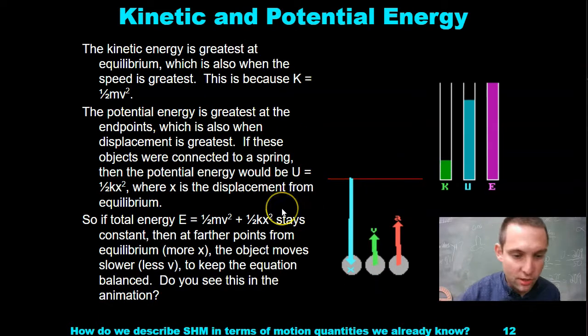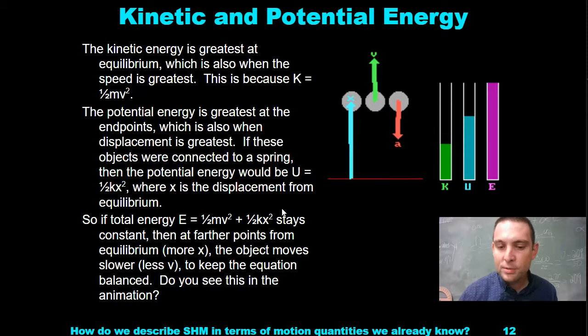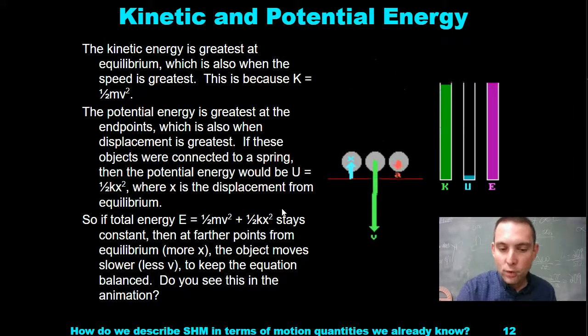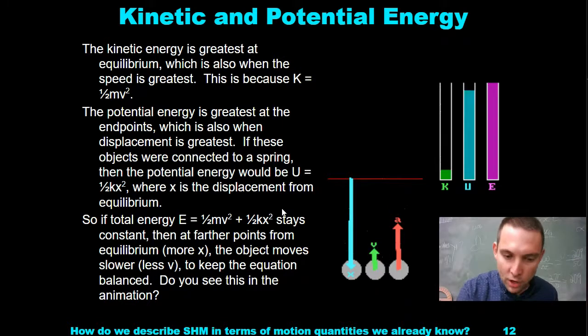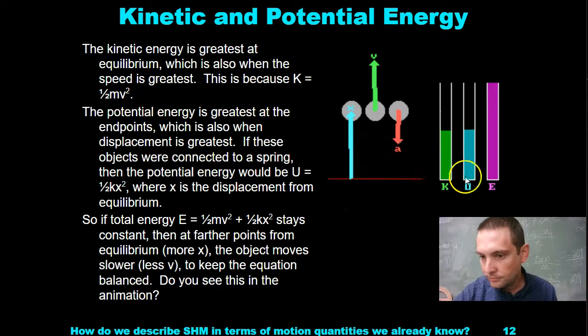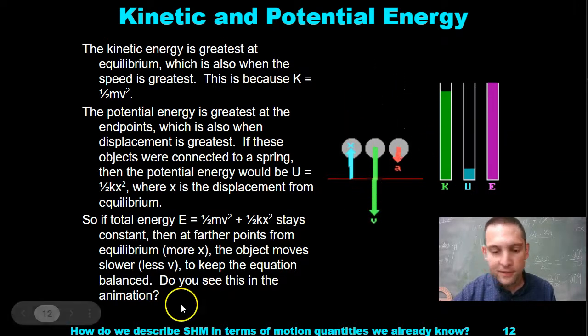If it were truly vertical, then your potential energy is also going to include mgh for gravitational potential energy. So if the total energy for this situation is 1/2 mv squared plus 1/2 kx squared, and that stays constant, then the farther points from the equilibrium, the object will move slower, so it has less velocity to keep this equation balanced. Exactly halfway up, they have exactly half of each type of energy.